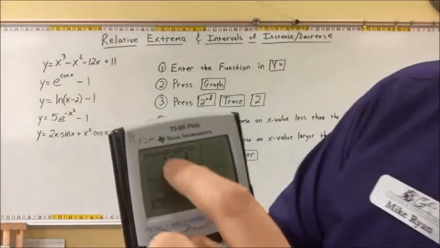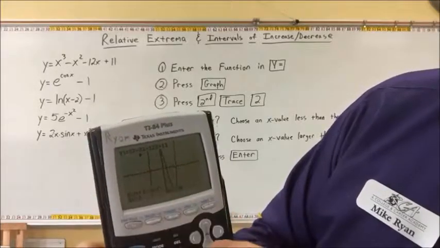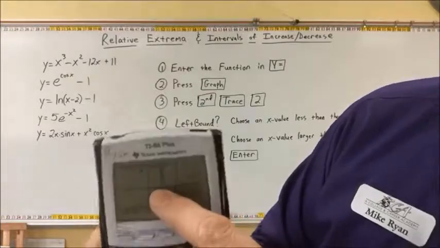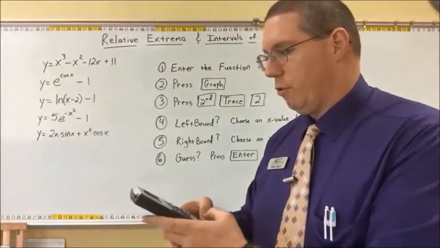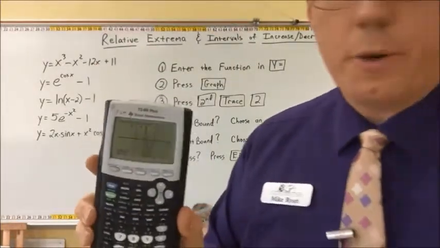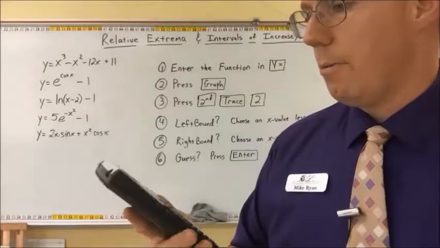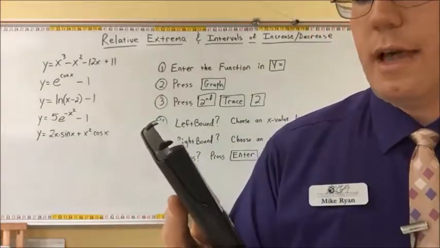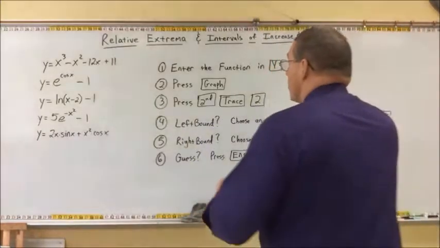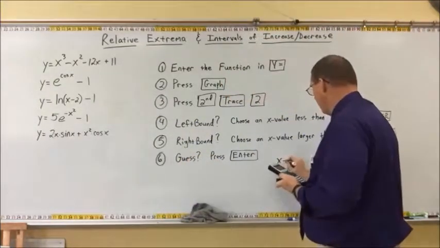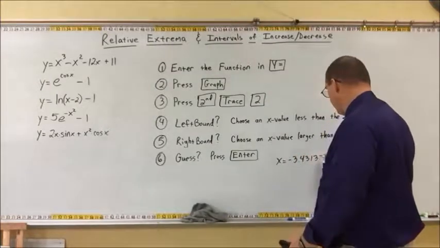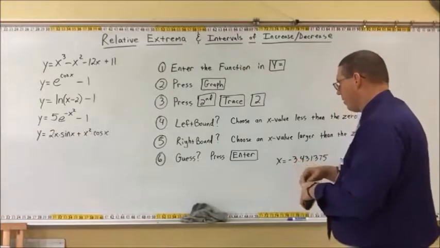You can see that it puts that arrow right up there. Then it says right bound. So to the right of this, let's choose maybe -2 possibly. So key in -2, enter. Then it says guess. And because there's only one zero between those two arrows, we don't have to guess. We just have to press enter. And when we press enter, it says 0 is equal to -3.431375. You see that? So that's one of the zeros. One of our zeros is x equals -3.431375.